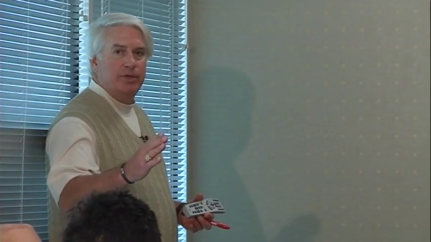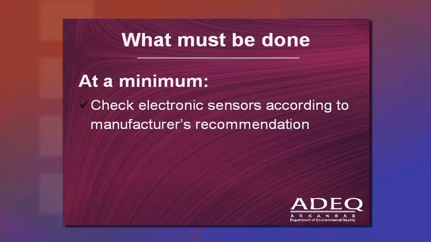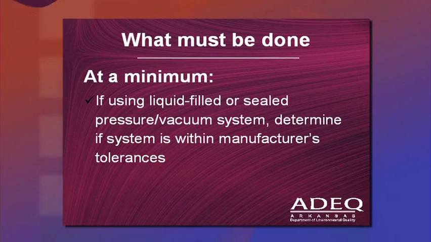So if you're using electronic sensors, you have to check those sensors according to the manufacturer's recommendation for electronic sensors sensing that interstitial space. If you're using a liquid-filled or sealed pressure vacuum system, you have to make sure that system is within the manufacturer's tolerances. So there's a bunch of ways that you can do it with a probe. You can do it with liquid-filled or sealed pressure vacuum systems to monitor that interstitial space.